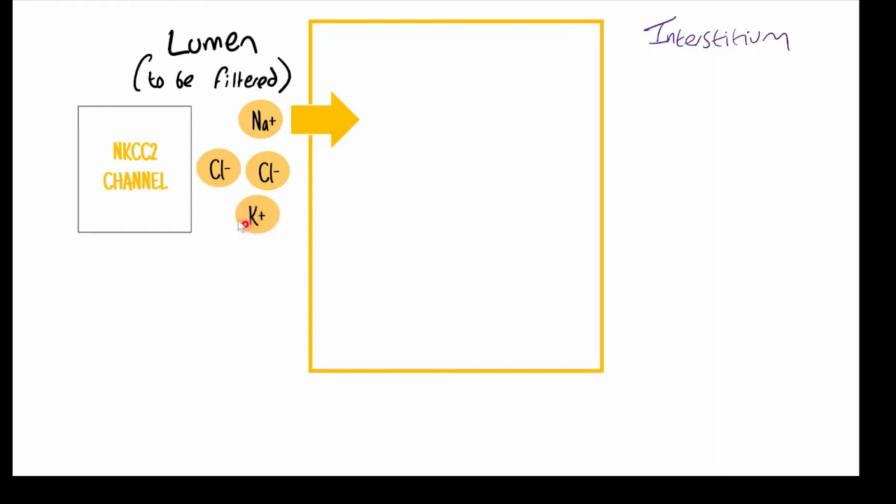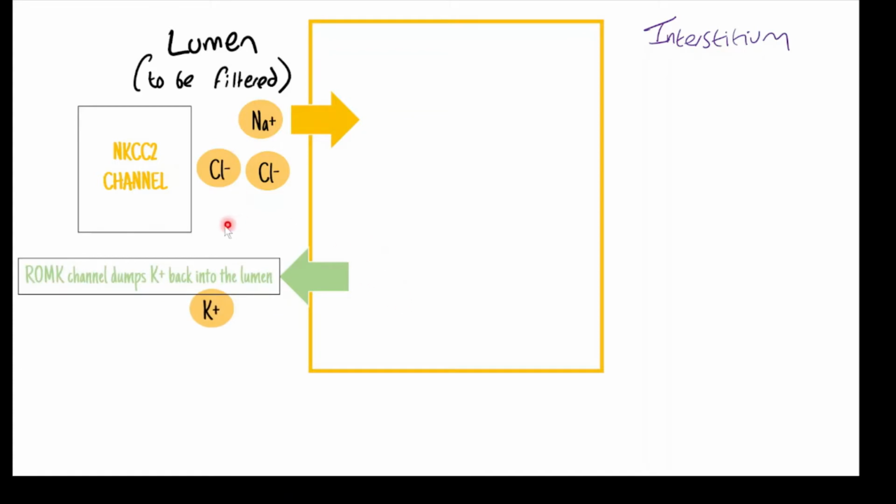So for potassium here, on the NKCC2, it's a little bit different, because what happens is potassium is taken up by the NKCC2 into the cell, so it kind of chills in the cell for a little bit. And then there's actually a channel on the same luminal side called the ROMK channel, and the K+ that has come through the NKCC2 channel actually exits back into the lumen again. So the ROMK channel dumps the K+ back into the lumen.